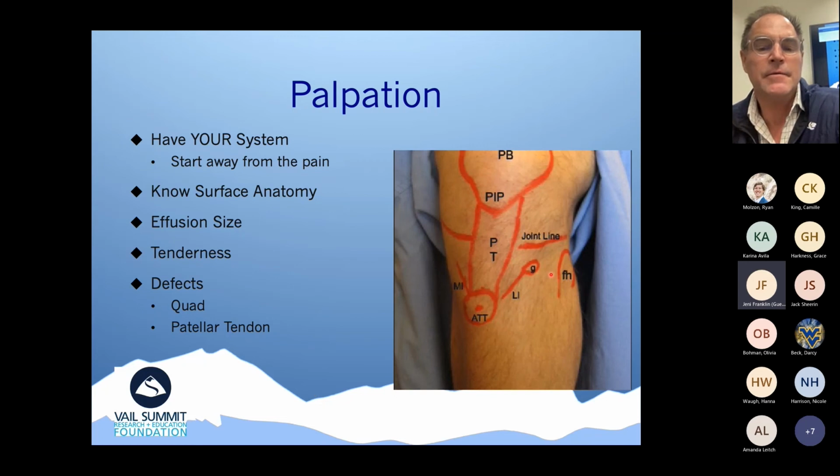And then posteriorly we'll go into the medial and lateral heads of the gastroc, and we'll go into the popliteus, which is just behind the biceps tendon back there. Does that make sense? Origin is going to be anterior to the biceps tendon. The bulk of the popliteus is behind the biceps tendon.